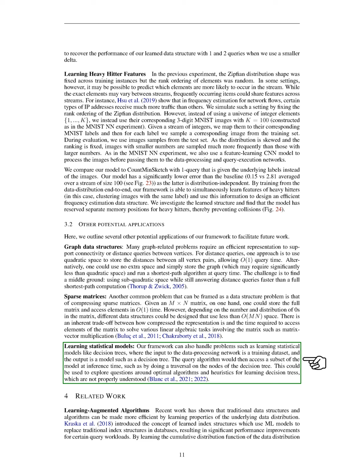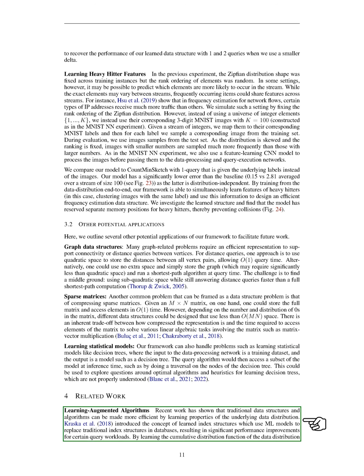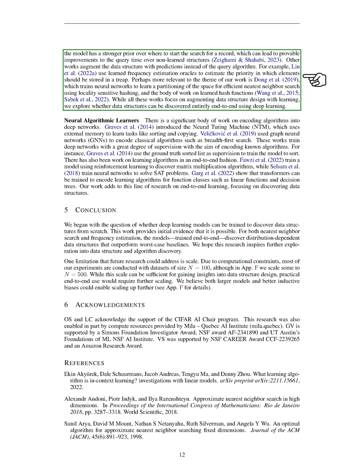Additionally, we look at learning augmented algorithms. Recent studies show that traditional data structures and algorithms can be improved by learning about the underlying data distribution. For instance, learned index structures use machine learning models to enhance database indexing, leading to better performance for certain queries. By learning the cumulative distribution function, the model can more effectively locate records, improving query times compared to non-learned structures. Other approaches enhance data structures with predictions, like using learned frequency estimators to prioritize element storage in a tree.